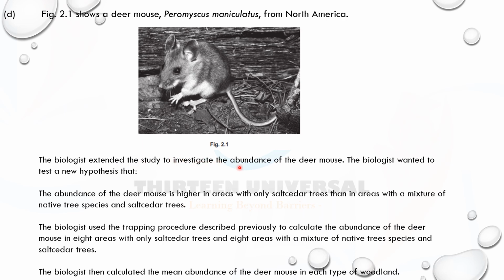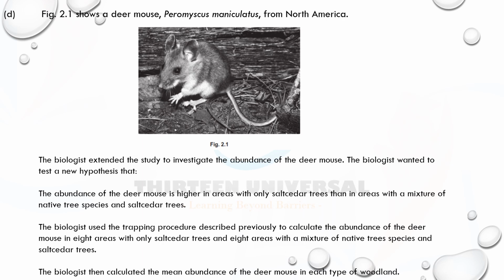So they're investigating again the abundance of deer mouse, their relative abundance, the number. The biologists wanted to test a new hypothesis that the abundance of the deer mouse is higher in areas with only cedar trees than in areas with a mixture. That's a hypothesis. So the biologists used the trapping procedure described previously to calculate the abundance of the deer mouse in 8 areas with only cedar trees and 8 areas with a mixture of native tree species. The biologists then calculated the mean abundance of deer mouse for each type.